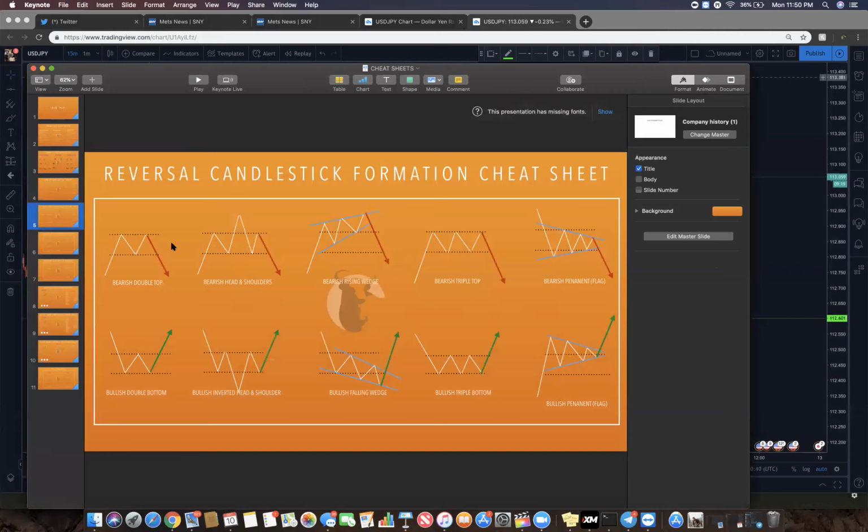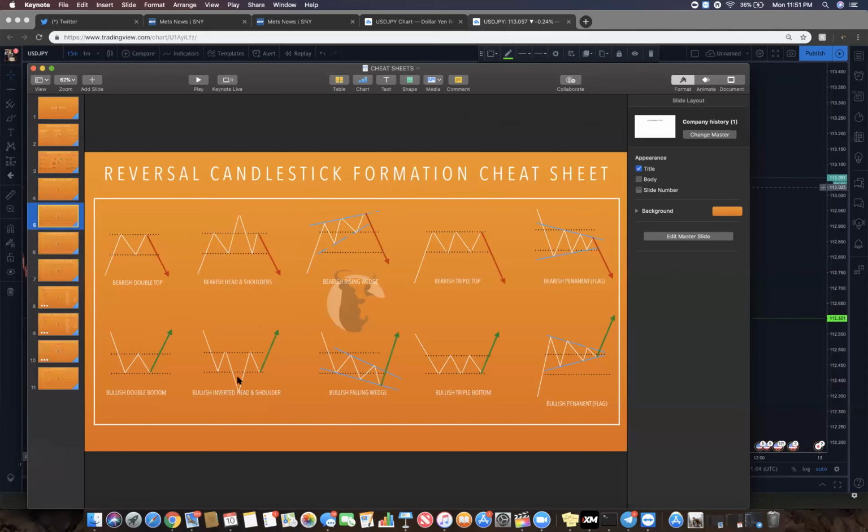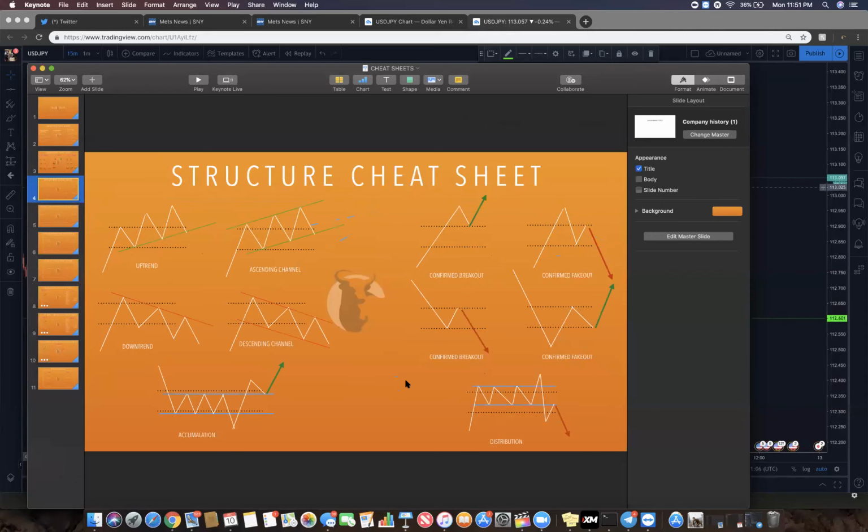I gave you cheat sheets for when the market reverses formations. You have the structured cheat sheets, right? Confirming what an uptrend would look like or what a downtrend would look like, what a descending channel would look like, what an ascending channel would look like. We spoke about accumulation where the price ranges at the bottom of the zone. And then once the market fakes out, usually right here is where you would spot one of these inverted head and shoulder patterns, right? We spoke about breakouts and fake outs.